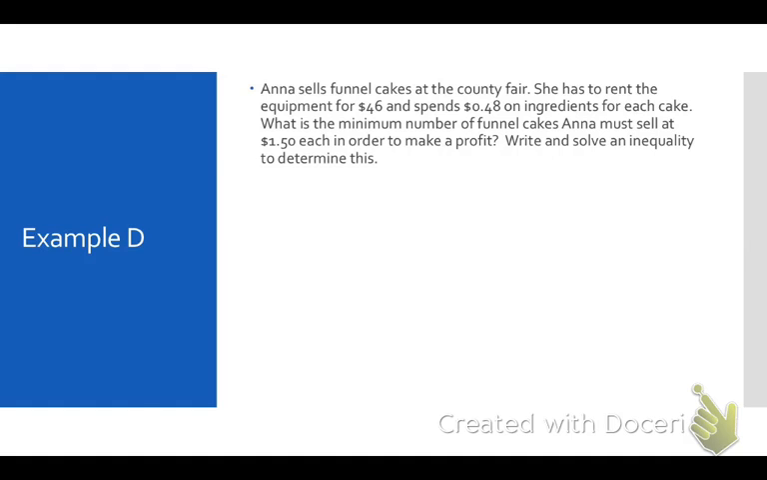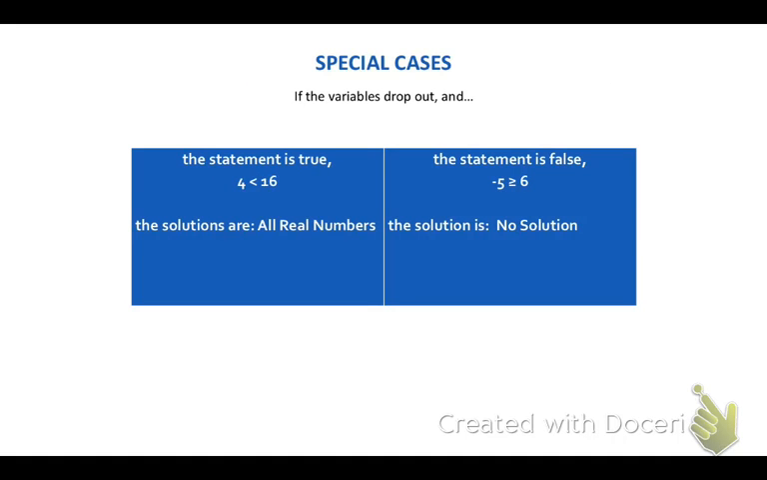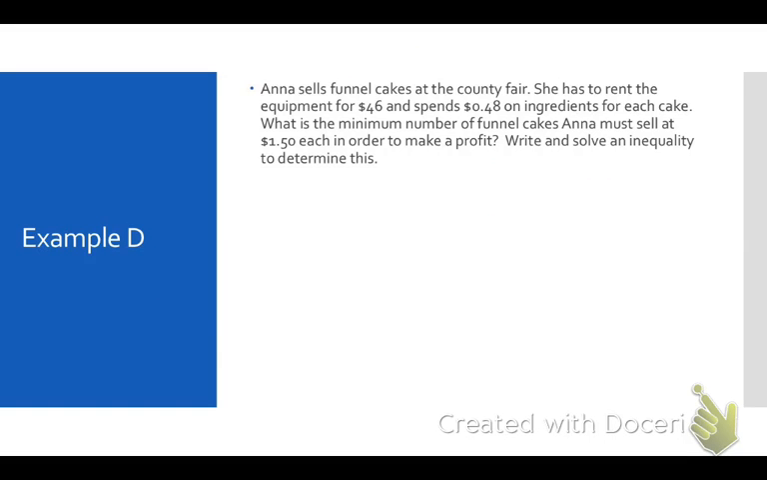Well, think about profit. Let me just go back here. In order to make a profit, whatever you sell something for has to be greater than the cost to you. All right? So I wrote this little general inequality here, and I'm going to need a variable, which in this case I'm going to use C for the number of cakes, or funnel cakes.